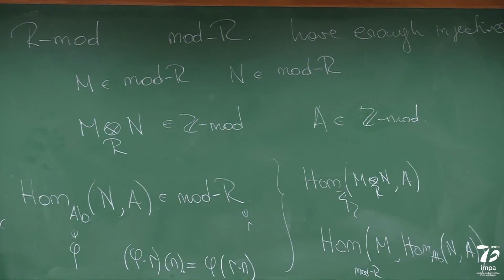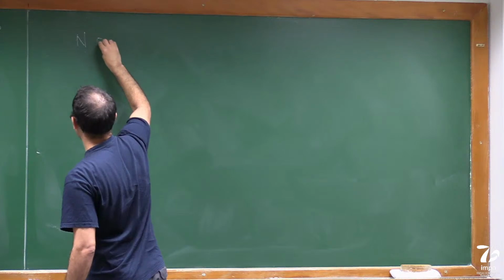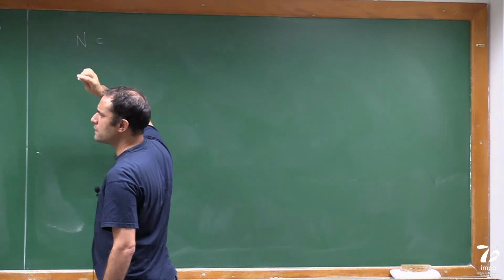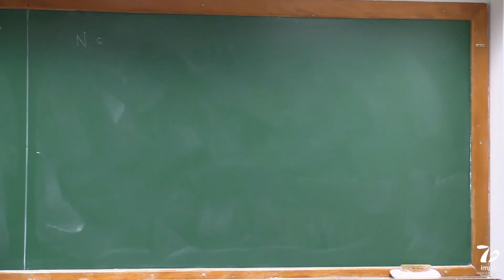Okay. Let's pick an N in the category of R modules. Did I screw up these two things? Yeah, and no one stopped me here. This doesn't make any sense as I wrote it here. N needed to be a left R module so that this guy is a right R module.